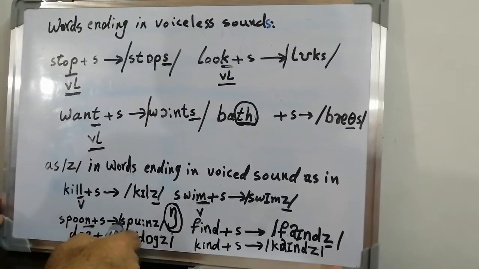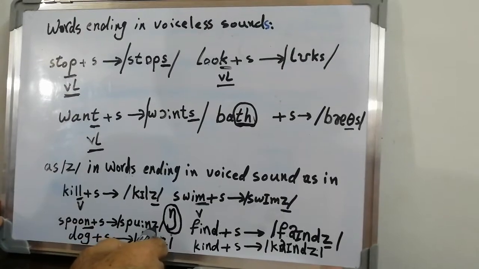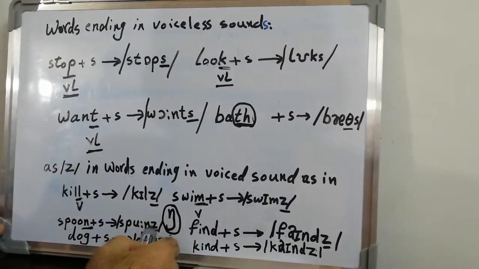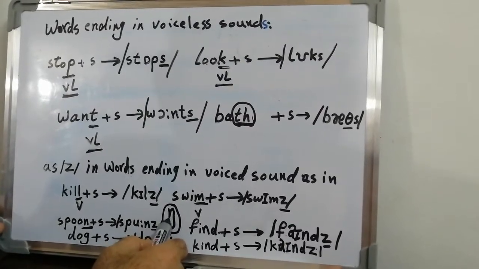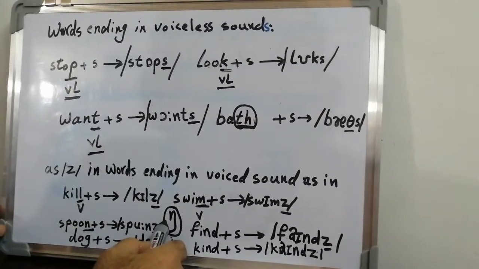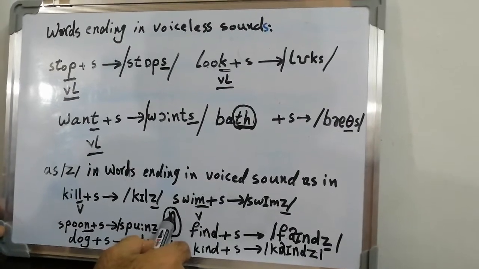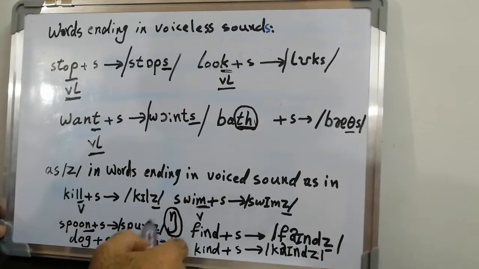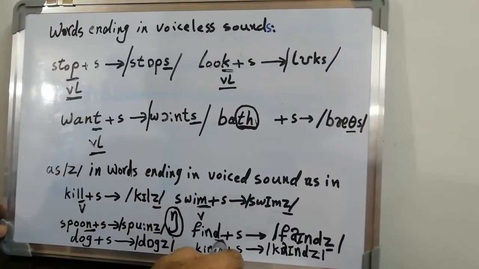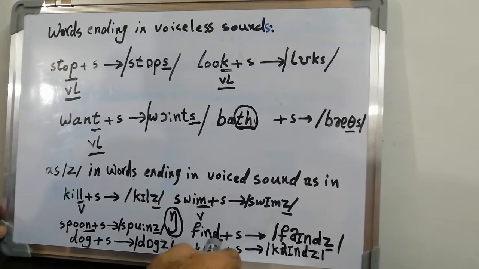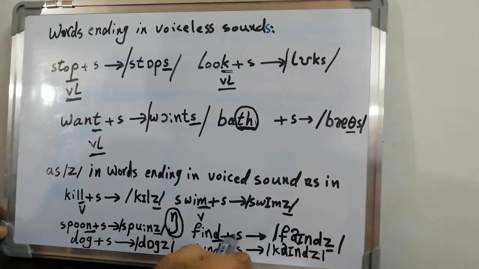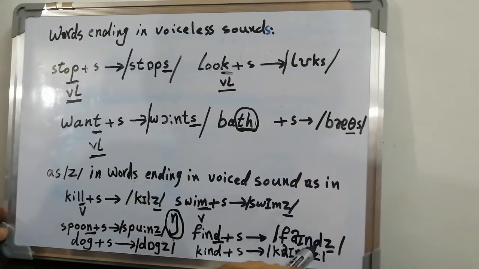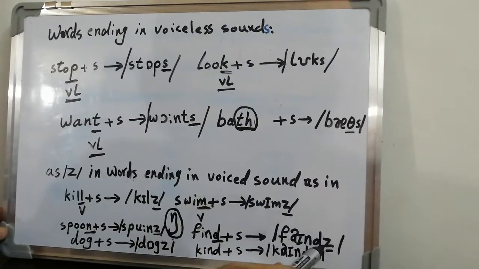Here we have the word "spoon". When we add s, we pronounce it as "spoons", because /m/ and /n/ are nasal sounds, and so is a word that ends in "ng", the /ŋ/ sound at the end. Also, I'll give you an example. When a word ends in the sound /d/, as in "find", "find" as a verb, find plus s becomes "finds". Okay.